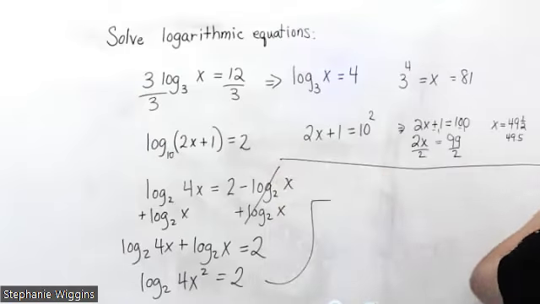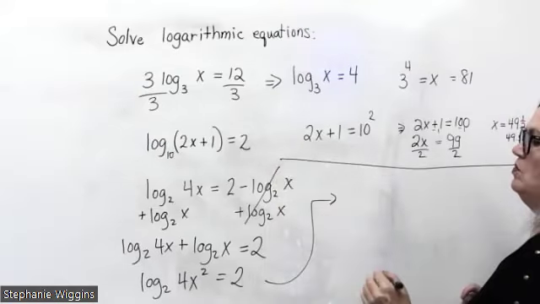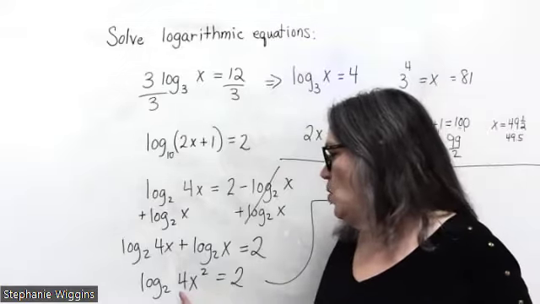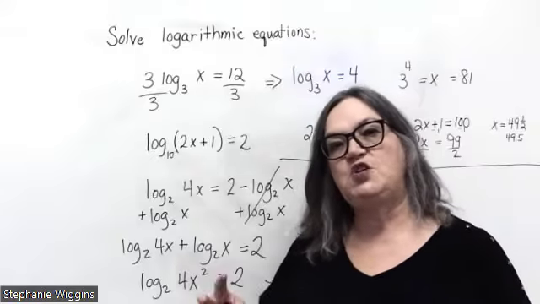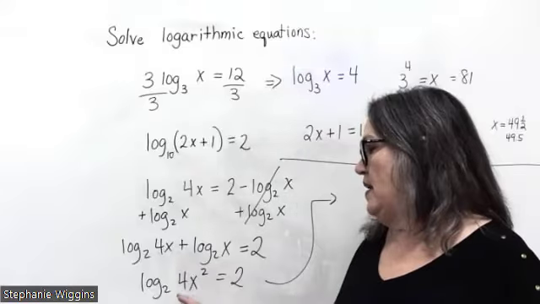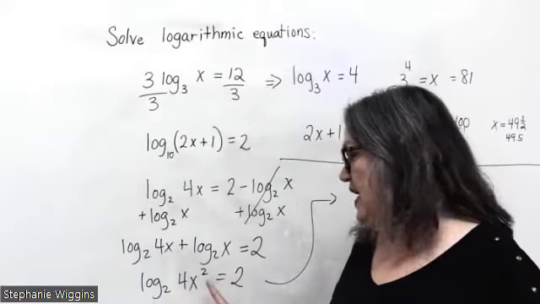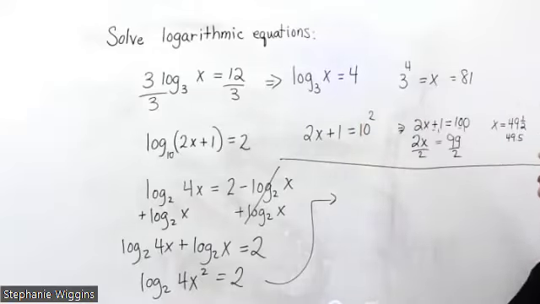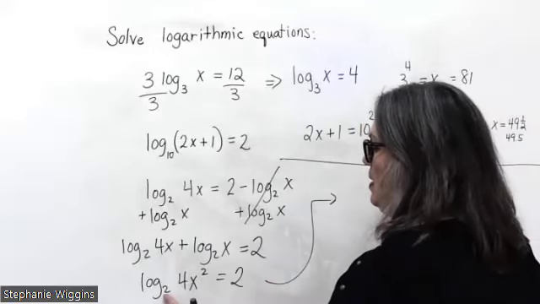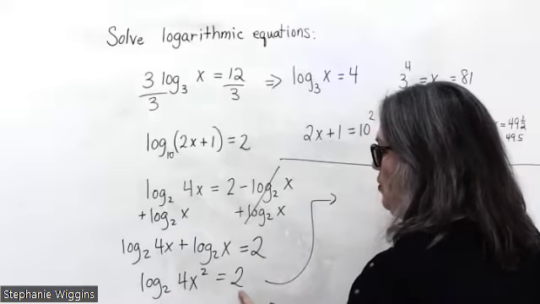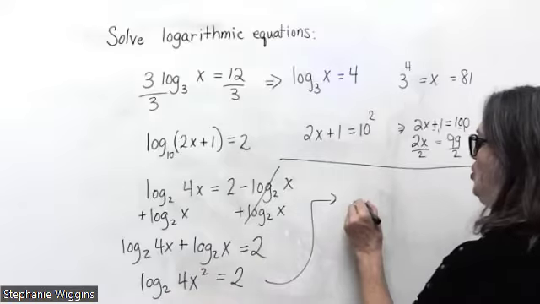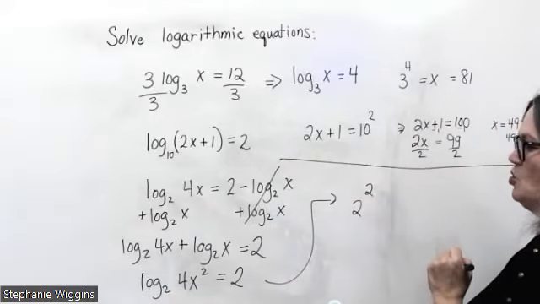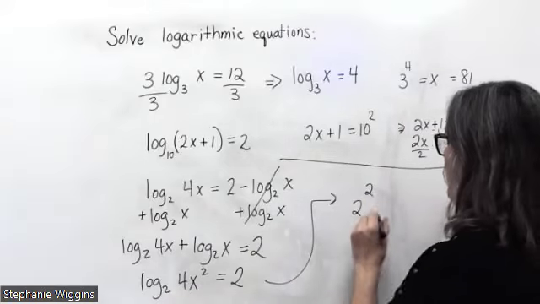Let's draw a line here to separate that. Okay, so now I'm going to want to put this in exponential form. Once you've combined the log, you want to put it in exponential form to get the variable outside of the log. The log is the exponent. Here's the base. The base is 2. The log is the exponent, that's 2 squared, and that's equal to 4x squared.